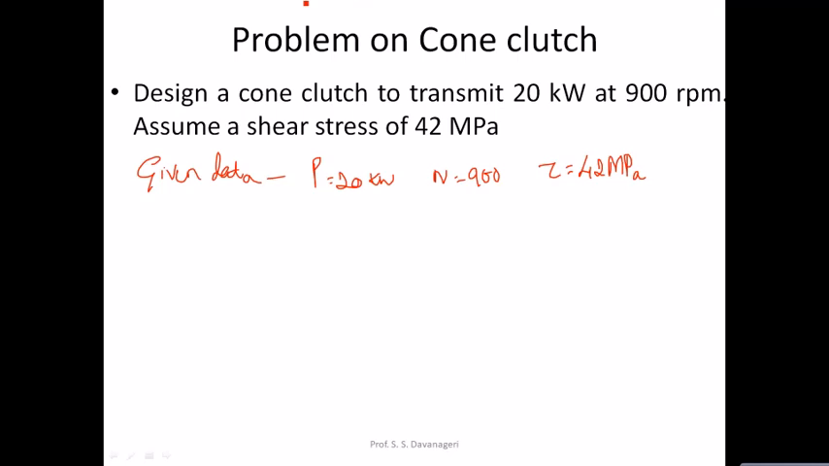Right, now in this situation they have not provided either dimensions or specifications or any helix angle and all those things. As I said, in the derivation of the torque analysis, that is torque analysis based on uniform pressure theory and uniform wear theory. Now, if they have not provided any dimensions, you need to design a complete cone clutch based on the shaft diameter. Okay? Based on the shaft diameter.